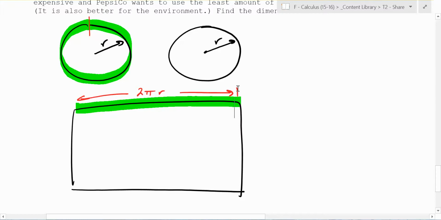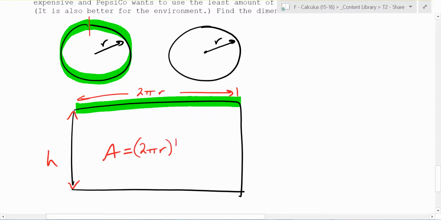Do we have any idea what the height of this thing is? No, so we got to call it what? We're just going to call it h. What's the area of this rectangle, Nick? Just look at the board and tell me what the area is. It's going to be 2 pi r times what?